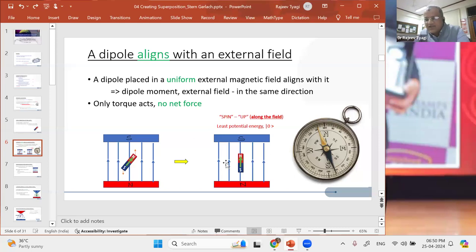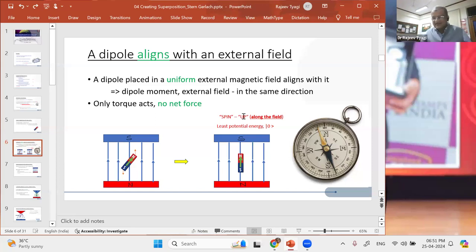The second word that we need to understand is "up." Now, this is something which initially used to bother me. See, here the field is up. Here the external field, the magnetic field, is up. And so this dipole aligns itself up.